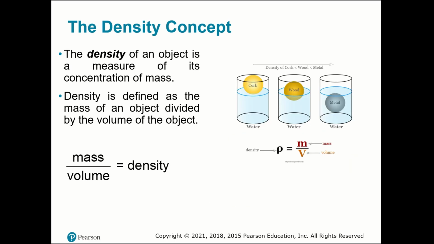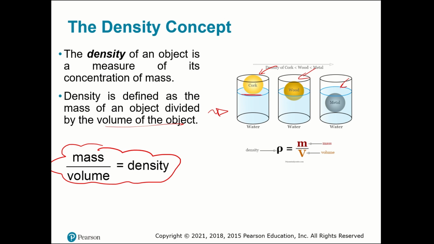Another very important concept that you need to learn is the density. So the density of an object is a measure of its concentration of mass. And density is defined as the mass of an object divided by the volume of the same object. Mass divided by volume. You can see over here that we have 3 beakers with water, and we have 3 different spheres. One is cork, and I know that I can predict the density of the cork. At least I know that it's lower than the density of water because it's floating.